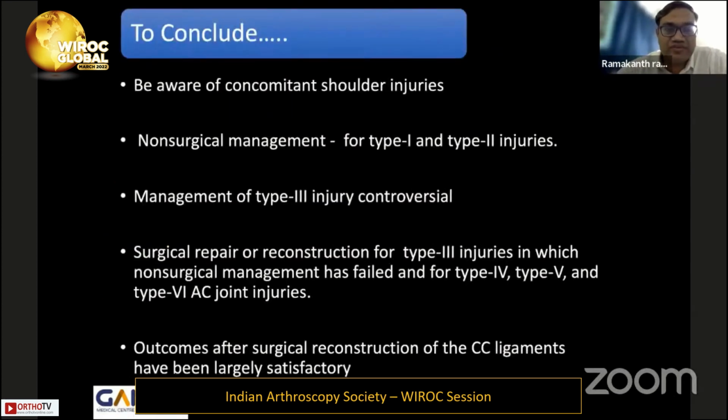So to conclude, we have to be aware of concomitant shoulder injuries. Non-surgical management is always for type 1 and type 2. Type 3 is controversial, where if it is type 3B, where there is an overlap, then we can take it up for surgery. Surgical management or reconstruction is for type 3 in which conservative management has failed, and always for type 4, 5 and 6 injuries. So the outcome after surgical reconstruction of the CC ligament has been largely satisfactory.